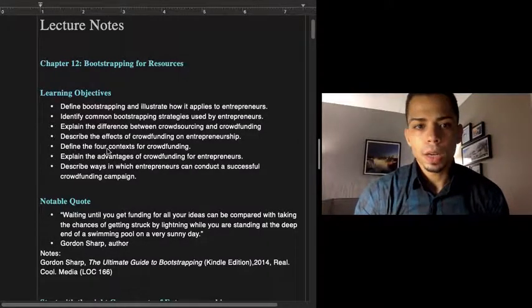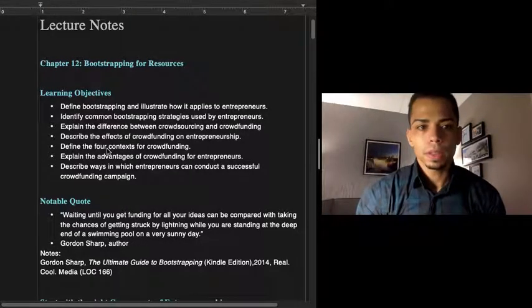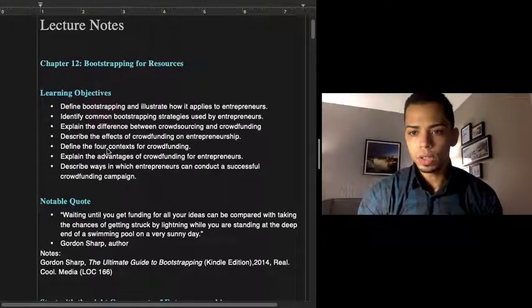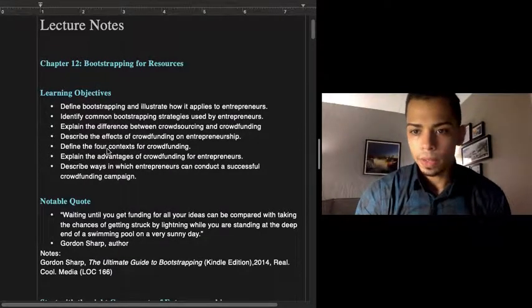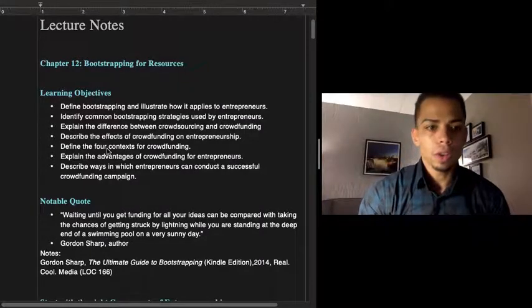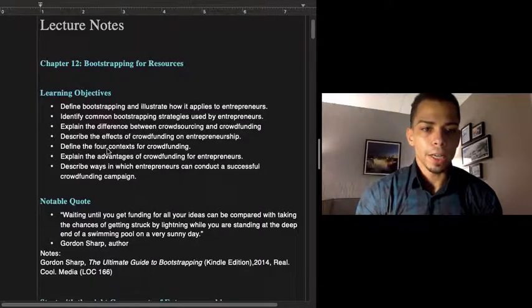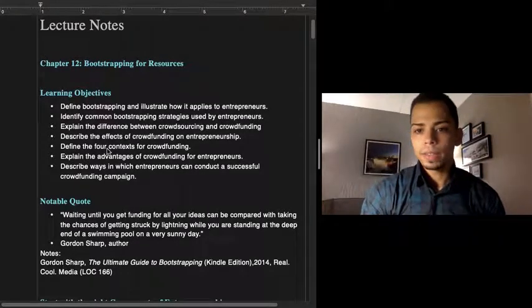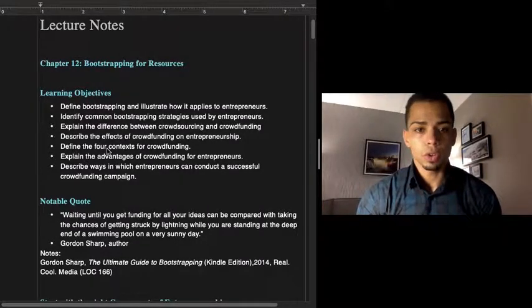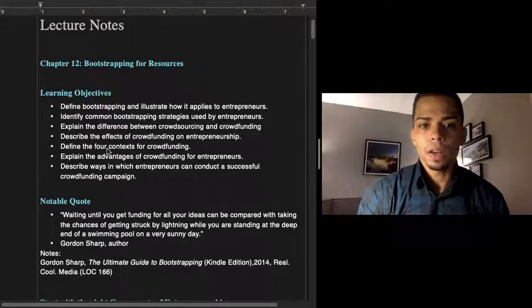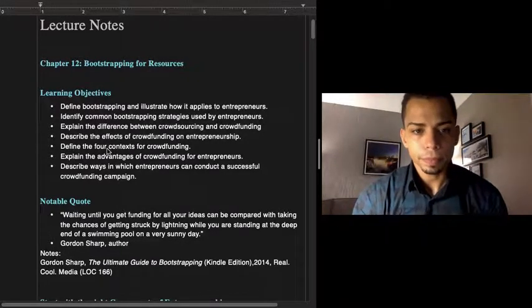So today we're going to define bootstrapping. We're going to identify bootstrapping strategies used by entrepreneurs, what kind of methods they use to keep those costs down, explain the differences between crowdsourcing and crowdfunding. We're going to describe the effects that crowdfunding has had on entrepreneurship as an industry.